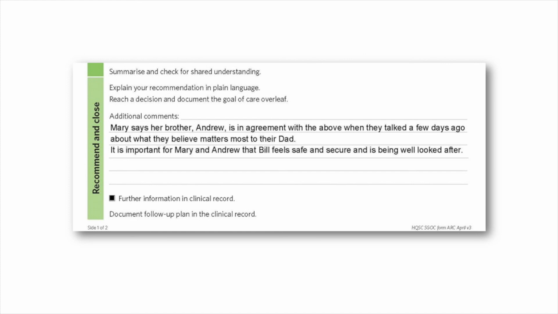So when we're wrapping the conversation up and summarizing the key points, we sometimes hear additional information, which can be documented in the additional comments section. For example, Mary told me that she had had conversations with her brother and that he's in agreement with what she is thinking. And this is useful for us to know. And if you document additional information from this conversation in the clinical notes, you can tick that box to indicate this. Of course, there's no need to repeat the information that's on the form.